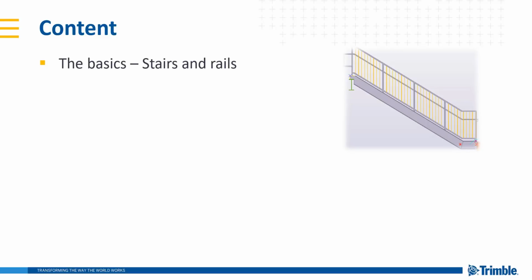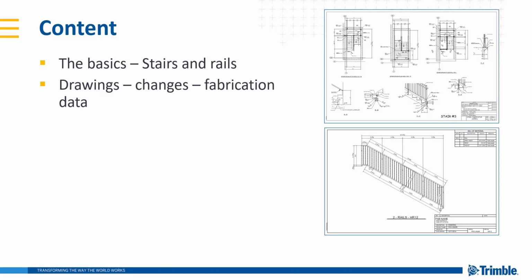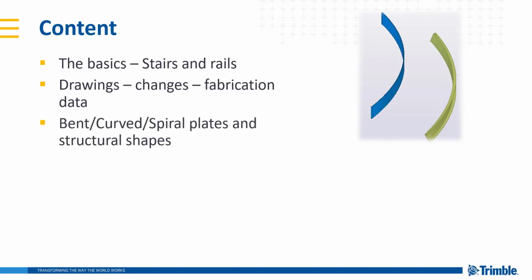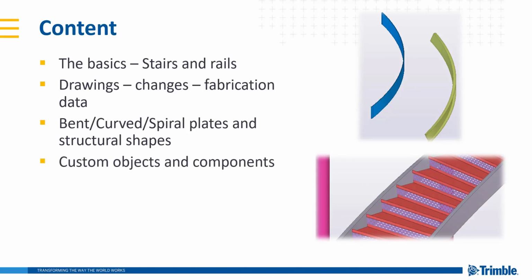work that most people do with miscellaneous steel. We're going to be creating drawings of them, making changes in the model, and seeing how that affects the drawings. We're going to be getting fabrication data out. We're going to be doing bent, curved material, plates, spiral stringers, channels, tubes, things like that. We're also going to be making custom objects and custom components or custom tools.